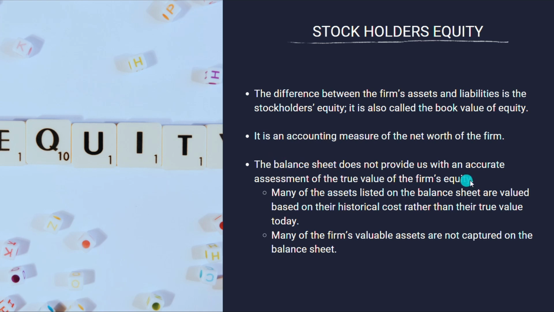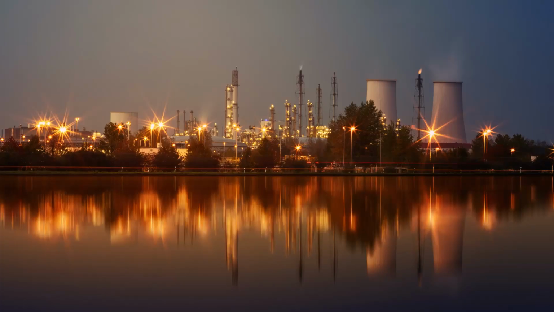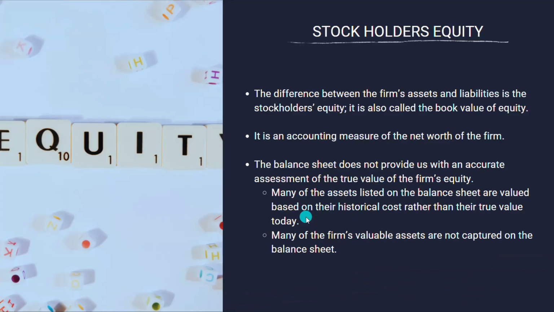First, many of the assets listed on the balance sheet are valued based on their historical cost rather than their true value today. For example, an office building is listed on the balance sheet according to its historical cost net of depreciation, but the actual value of the office building today may be very different, and possibly much more than the amount the firm paid for it years ago. The same is true for other property, plant, and equipment as well as goodwill. The true value today of an asset may be very different from and even exceed its book value.